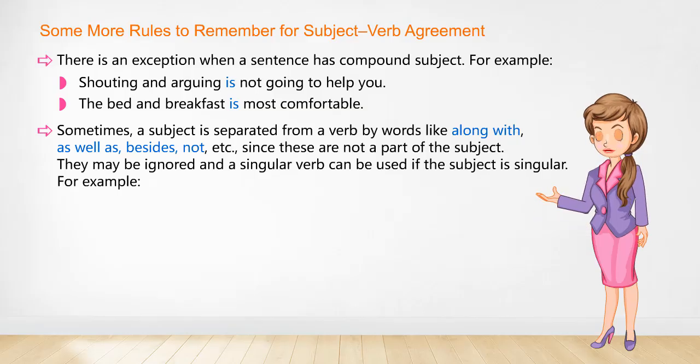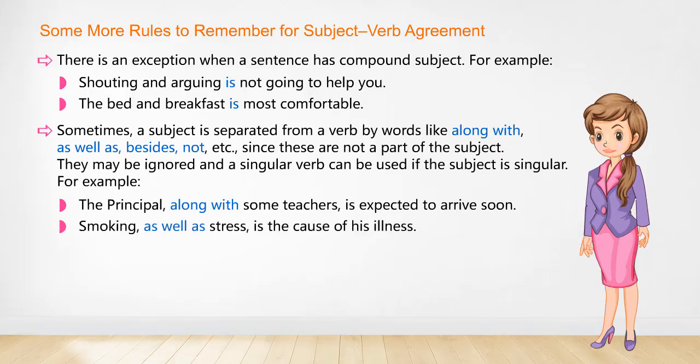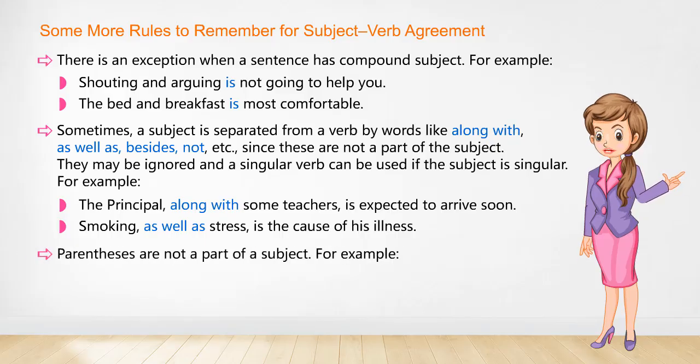Sometimes a subject is separated from a verb by words like along with, as well as, besides, not, etc. Since these are not a part of the subject, they may be ignored and a singular verb can be used if the subject is singular. For example, the principal, along with some teachers, is expected to arrive soon. Smoking as well as stress is the cause of his illness.